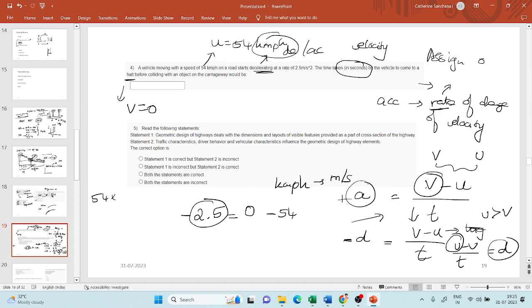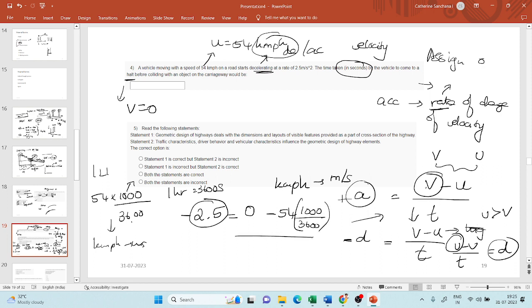54 into 1000. So this will convert kilometers to meter. By 3600, this will convert hours to seconds. Okay, so 1 hour is equal to 3600 seconds, right? And 1 kilometer is equal to 1000 meters. So this will convert kilometer per hour to meters per second. So this is 1000 divided by 3600 whole divided by time. So you need what time is.